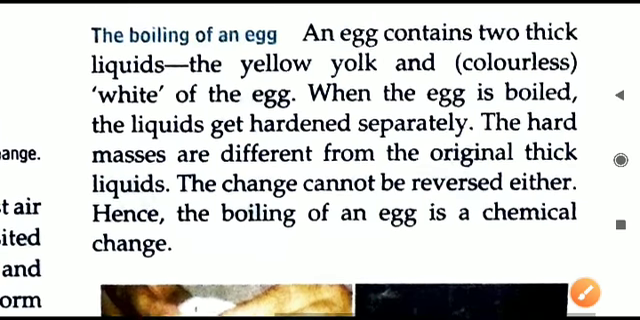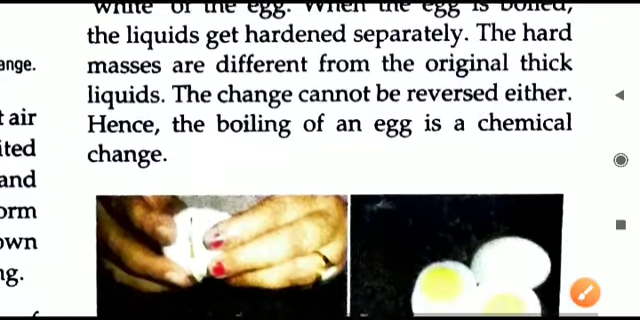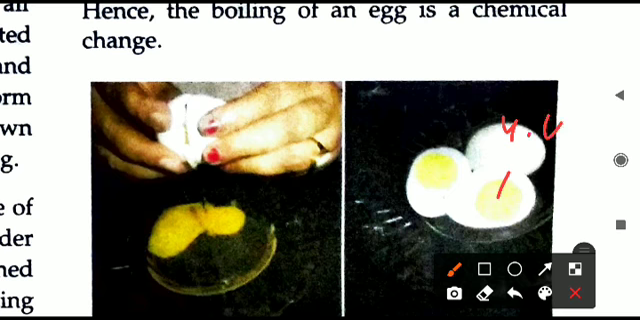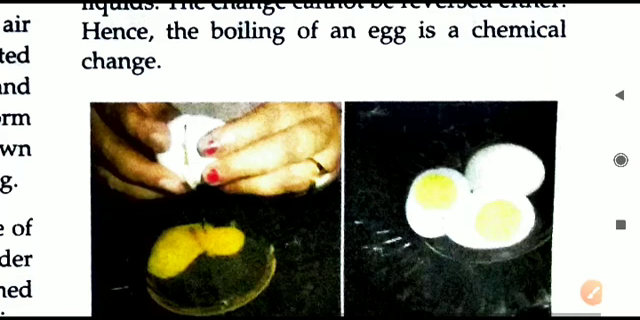Next here, that is boiling of an egg. A particular egg has two important parts. We can say two liquids are there. One is the yellowish part called the yolk, and the colorless part called the egg white. So the yellow yolk is generally separated from the egg white when we are boiling an egg. On boiling, in the center you can see the yolk, egg yolk, and all around egg white is surrounded there.